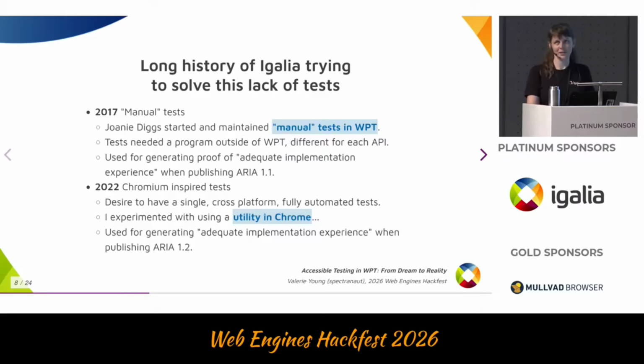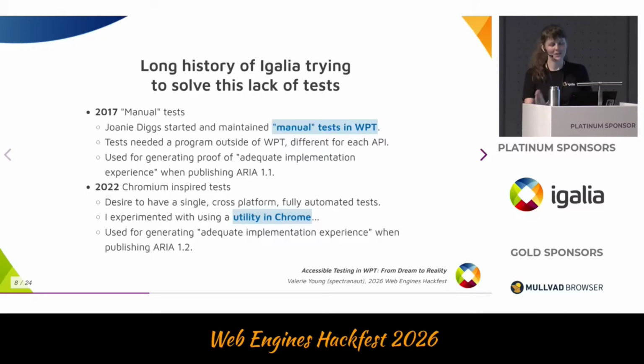So in the W3C, when you want to publish a specification to recommendation, you need to provide proof of adequate implementation experience. It's not required that you write tests, but you need to somehow show that implementations are following your specification. So how are you going to do that? We gotta write tests, basically.